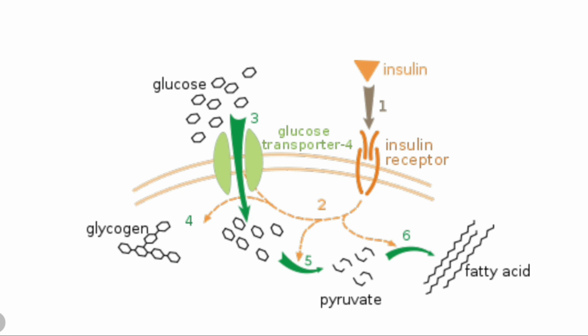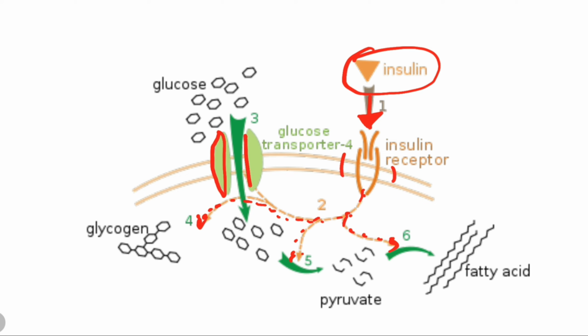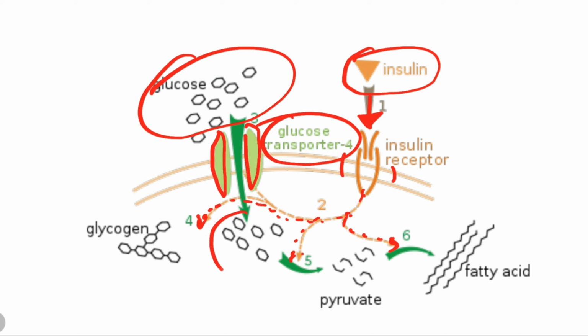So how does this insulin molecule basically work? If you notice, this is the insulin molecule which gets attached to the insulin receptor in the cell membrane. This receptor then stimulates other pathways for various actions of insulin. One of the many is activating the glucose transporter 4, which actually helps glucose molecules to enter into the cytoplasm.